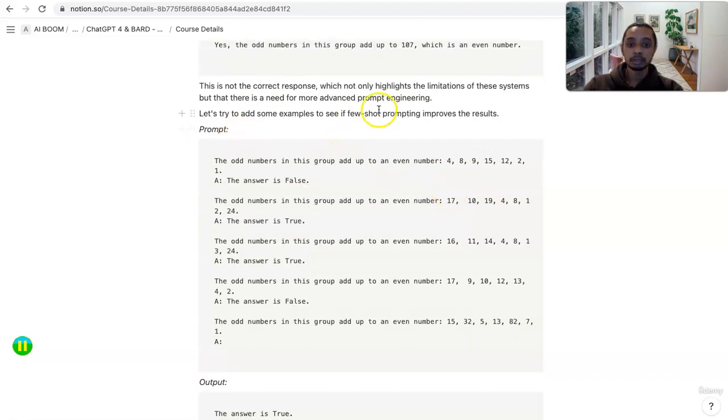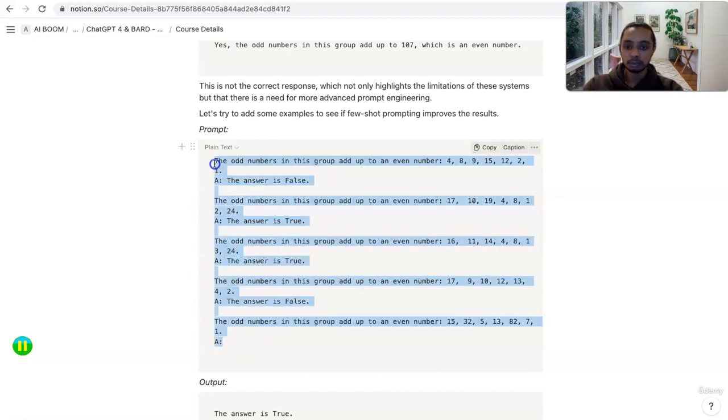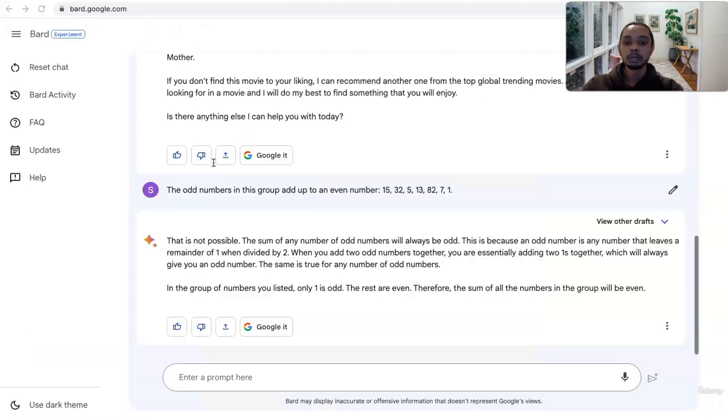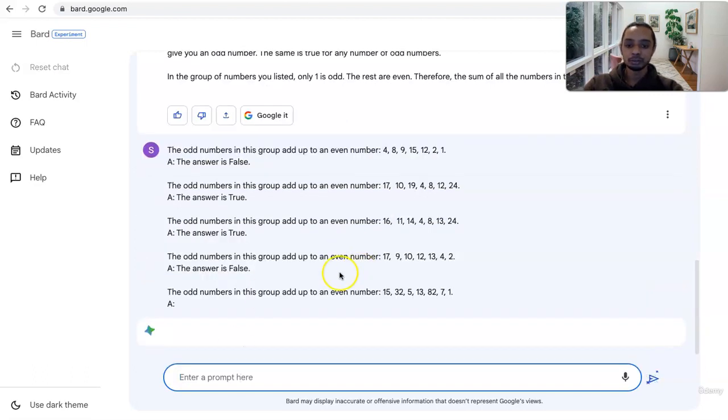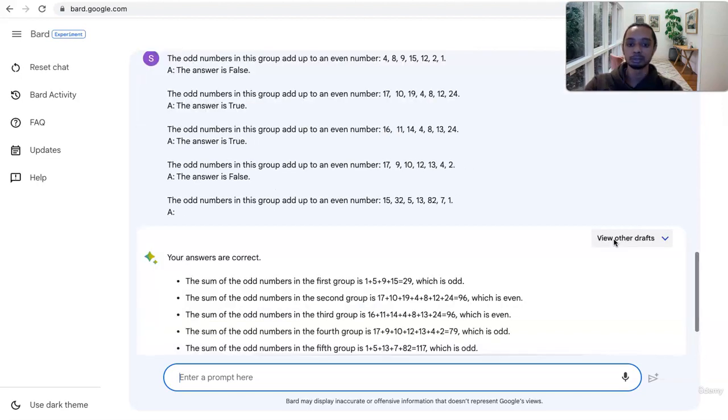Let's try and add some examples to see if few shot prompting improves the results. Okay, the odd numbers in this group add up to an even number. So it gives an example, the answer is false, the answer is true, the answer is true, the answer is false, and then it will repeat the same question. So we need to try this on Bard because ChatGPT, GPT-4, has already given us the right answer without any further prompt designing or changes. So I'm going to use Bard for this specific example to show you how LLM models sometimes hallucinate.